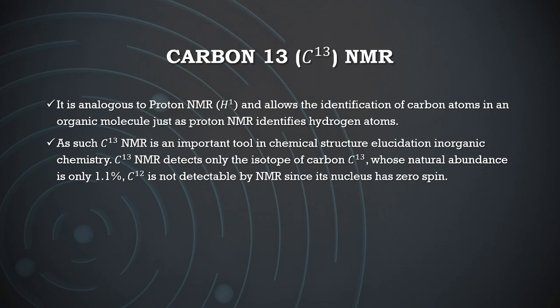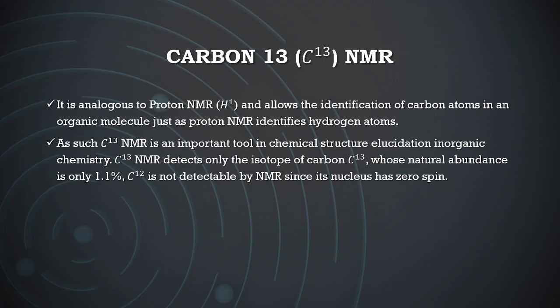The next is carbon 13 NMR. Carbon 13 NMR is also an application of NMR spectroscopy with respect to carbon. It is analogous to proton NMR and allows the identification of carbon atoms in an organic molecule, just as proton NMR identifies the hydrogen atom. As such, carbon 13 NMR is an important tool in chemical structure elucidation in organic chemistry.